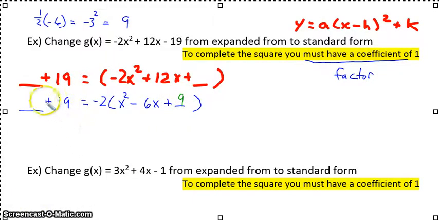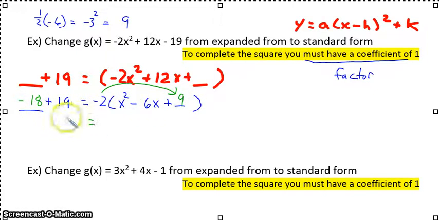And then to balance the other side, I don't put a 9 in the blank over here, because I'm not really adding 9 to my problem. I'm really adding negative 2 times 9 when I put it in the blank here. So that's really negative 18. So to balance my equation, I have to put a negative 18 over here. And so now I can go through and complete the square on this side.